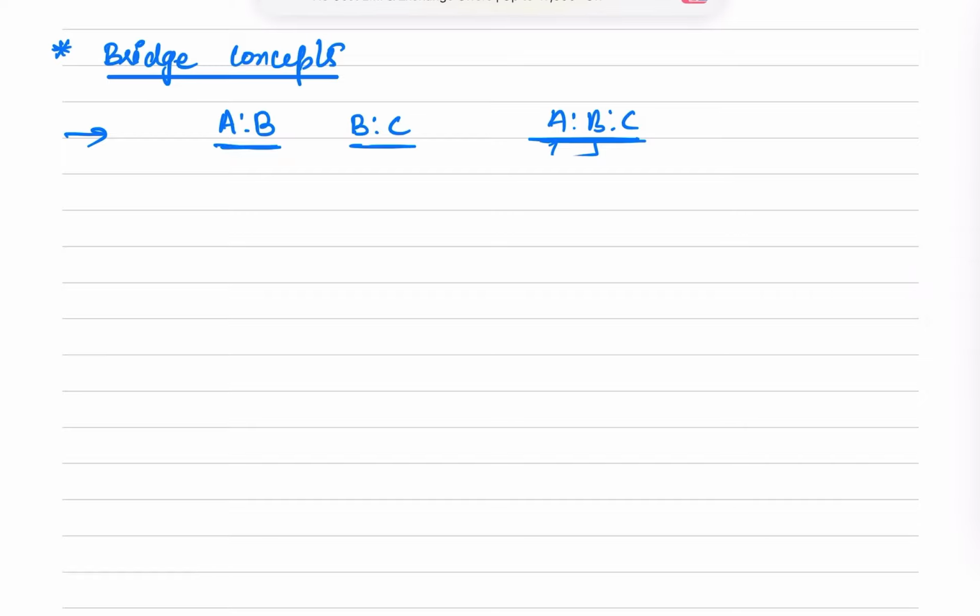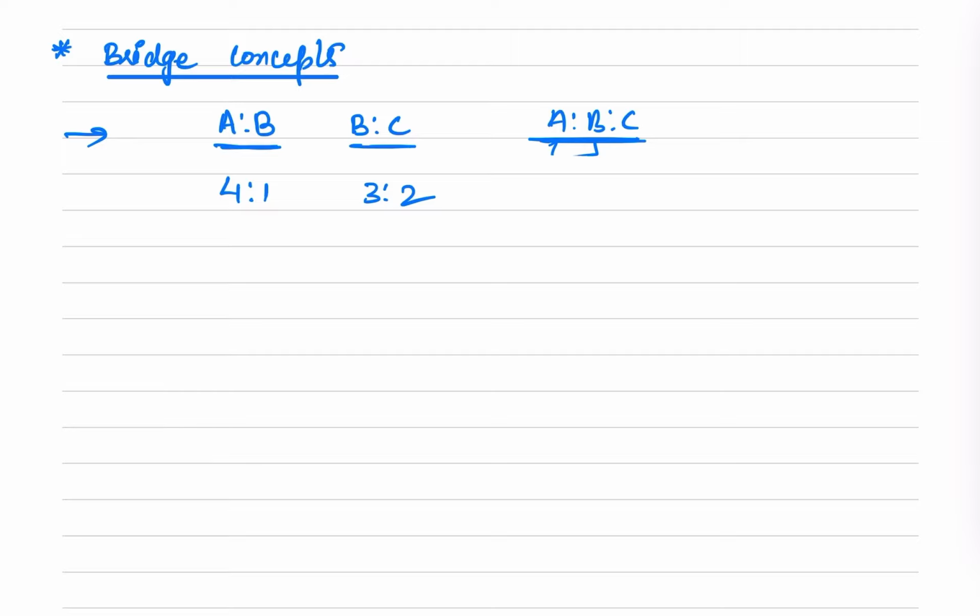First let's understand the basics of this concept. This is to take the LCM, right? The basic is to take the LCM. For example, let's say I have 4 is to 1 and I have 3 is to 2. Let's say I have A is to B in the form of 4 is to 1 and B is to C in the form of 3 is to 2.